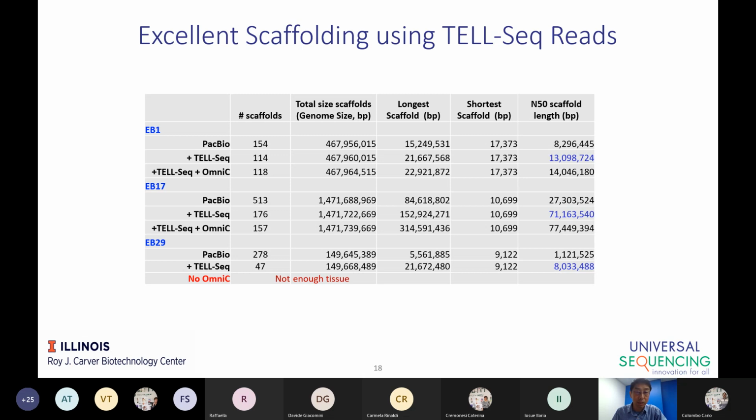For the last one, since the material is limited, they could not even make the Hi-C sample. So from the tail-seq data, you can see it again significantly improved the PacBio assembly result, both on the longest scaffold and N50 scaffold. So what I show here is that tail-seq is another usage to scaffold the long-read assembly result on the insect samples.